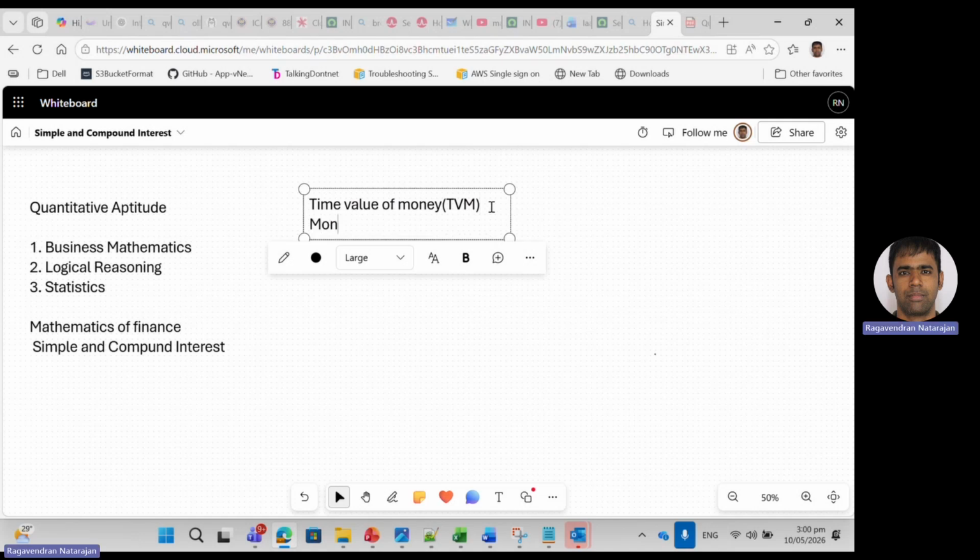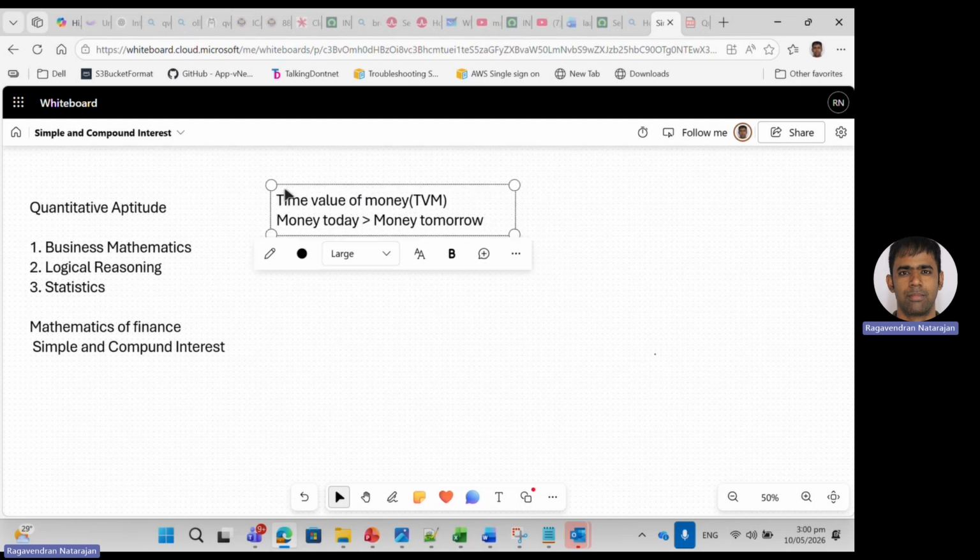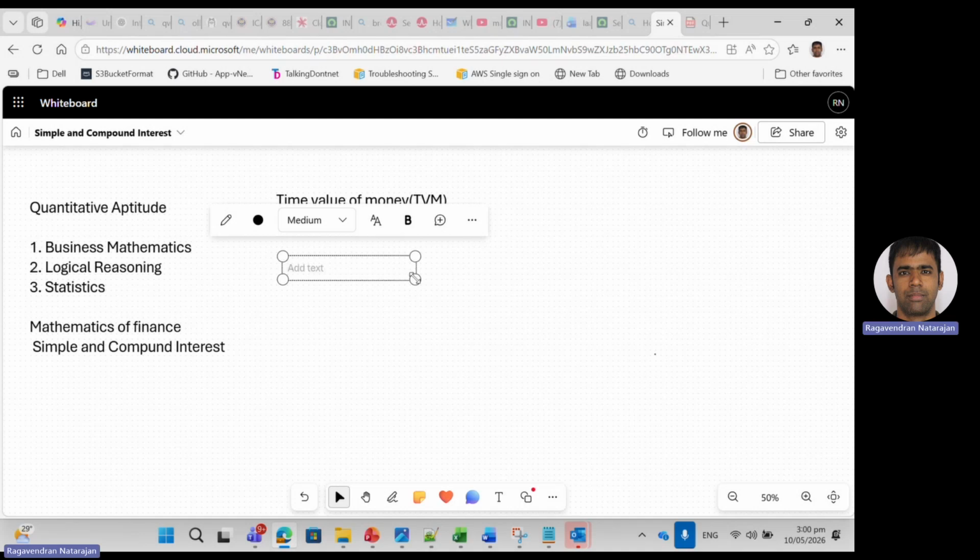So money today is always greater than money tomorrow. Let's see one by one what is simple interest, what is compound interest, what is the difference, and how we derive it. First we'll take simple interest. As the name suggests, this is the most basic interest, I would say.